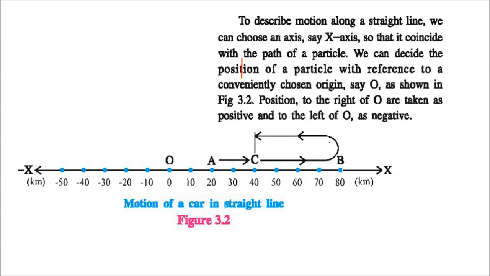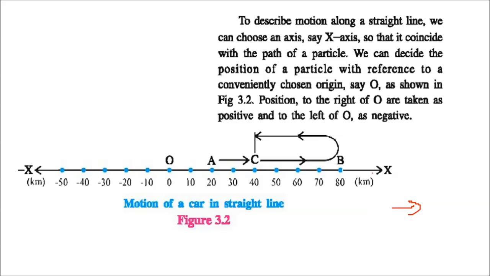Let us describe the motion along a straight line. We will choose an axis and say this is the x-axis. Why are we choosing only one axis? Because in a straight line motion, only one of the coordinates changes. Say x is the direction in which the particle or the object is changing its position or moving. So it coincides with the path of the particle, this x-axis we have taken.